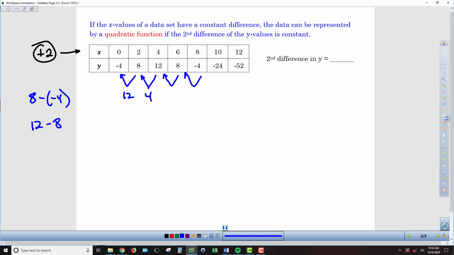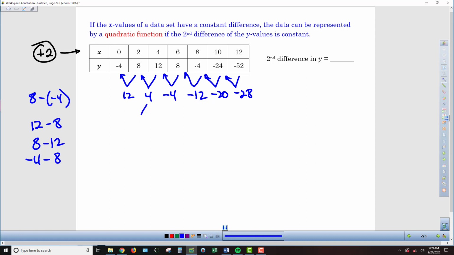So already we're seeing something different in that we're not getting the same consistent difference between the y's. 8 minus 12 is going to be negative 4. Negative 4 minus 8 is going to be negative 12. We can keep on going. Negative 24 minus negative 4, so negative 24 plus 4 becomes negative 20. And then we can keep on going, but at this point it's not necessary, but that difference is negative 28. So again, we can see that we're not getting the same difference in the y's having subtracted once.